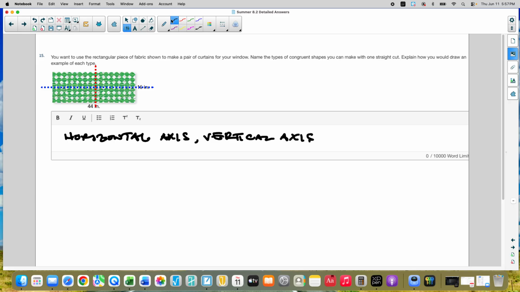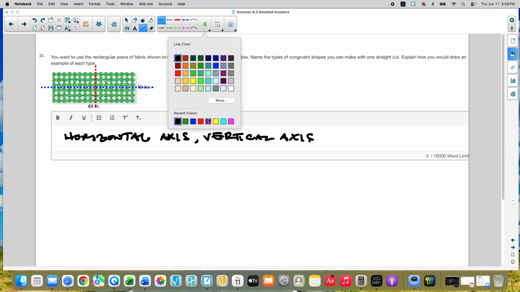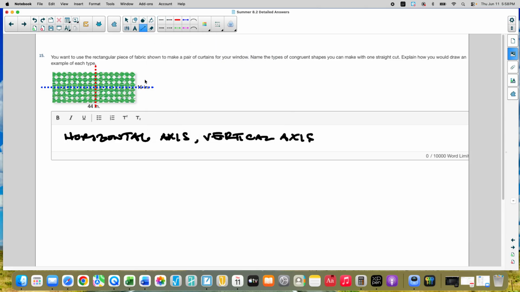And then here's the interesting, weird question. Technically, could we cut it along its diagonals? Yeah, they would be congruent. They would be weird curtains, but the question asks to name the types of congruent shapes. So the horizontal and vertical cuts would give rectangles.